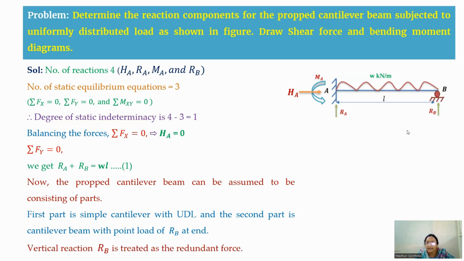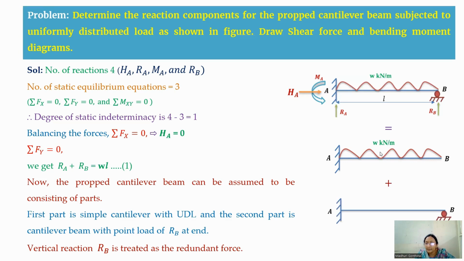So now you can see that this is the first part, that is a cantilever beam with the UDL, external load only, and plus you're having another beam, which is also a cantilever beam, with a vertical reaction at B, that is your RB. So by adding these two figures, we can get the above propped cantilever beam. Here I am treating the RB reaction to be a redundant force, that is your vertical reaction.